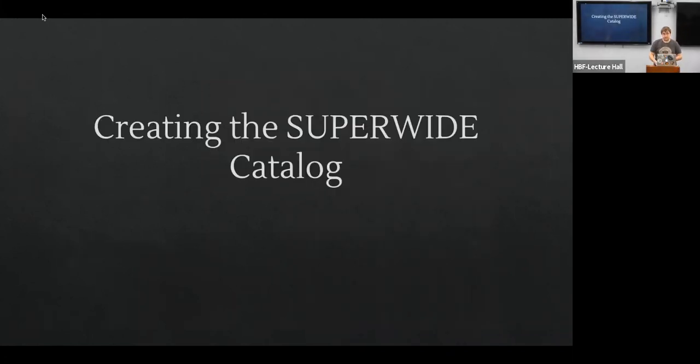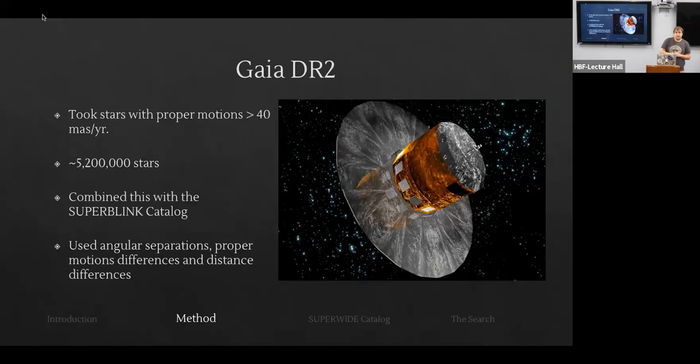So creating this catalog, what we did was we looked at Gaia DR2. I'm working with Sebastien Lepine at Georgia State, and his big thing is high proper motion stars. And so that's why we looked at stars with proper motions greater than 40 milliarcseconds. There's another reason for this. If you have high proper motion stars, the likelihood that you have another star nearby that has the same proper motion decreases as you go up in proper motion magnitude. So if you have a star that's moving with 1,000 milliarcseconds proper motion, and there's another one right nearby it that has 1,000 milliarcseconds, it's probably a wide binary.